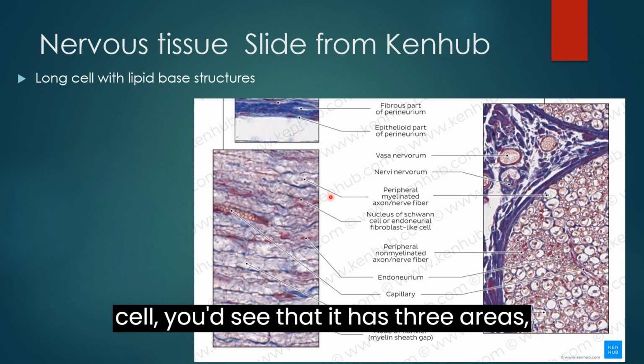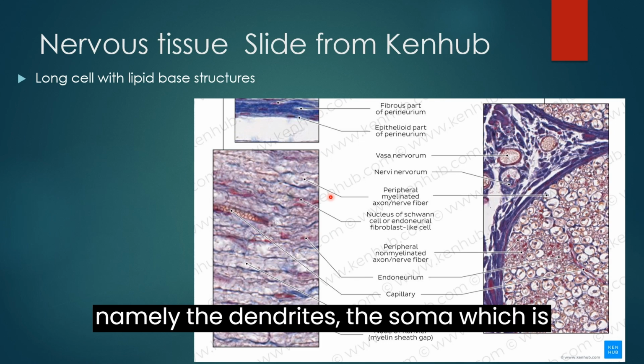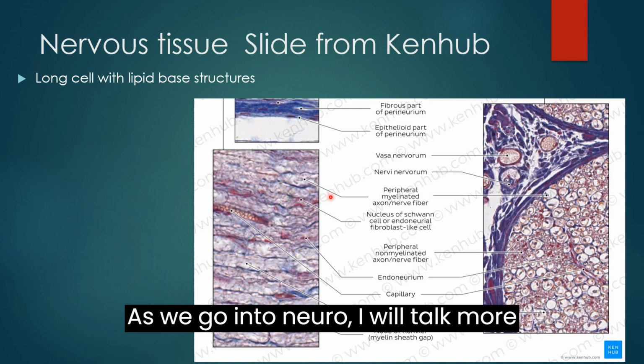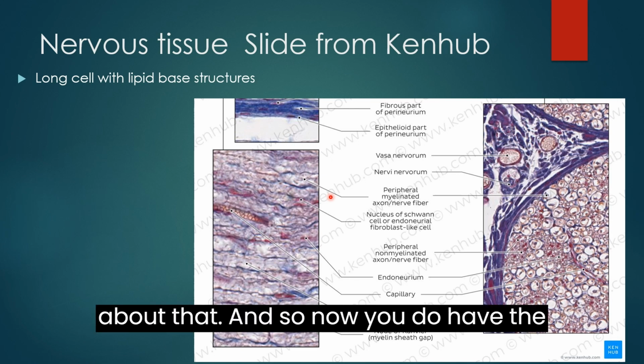Now, if you were to draw the cell, you'd see that it has three areas, namely the dendrites, the soma, which is the cell body, and the axon. As we go into neuro, I will talk more about that.